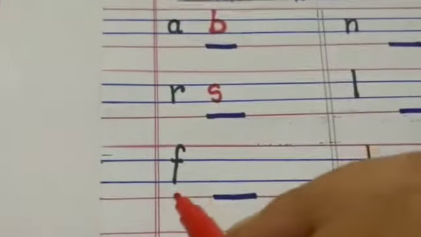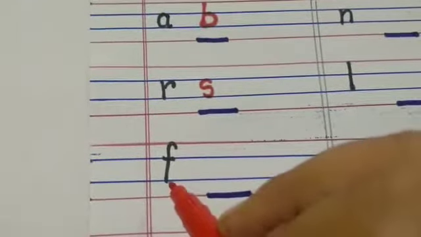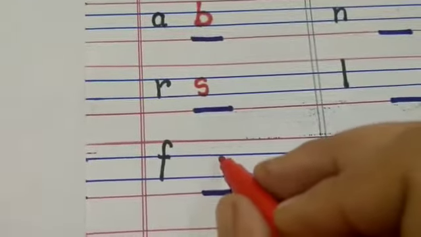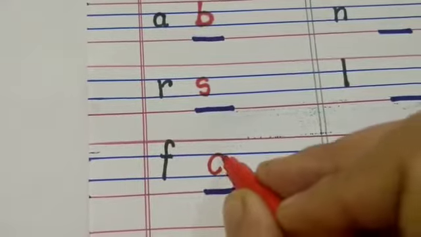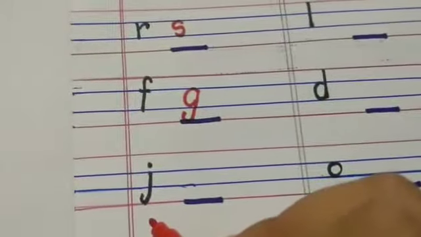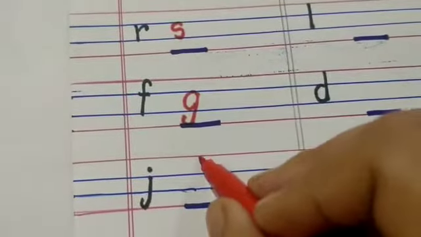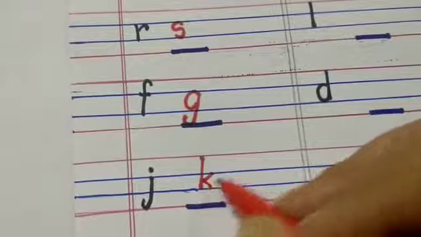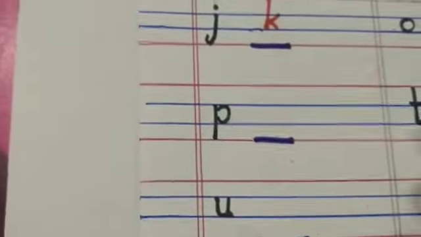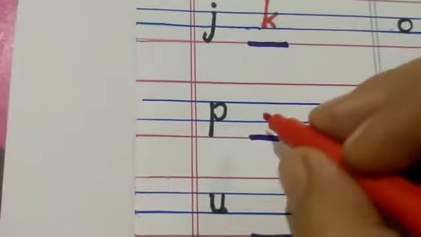Which letter is this? F. Can you tell me what comes after small f? We will write a small g. Which letter is this? J. Small j. What comes after small j? K. Which letter is this? Small p. Can you tell me what comes after small p? Q.